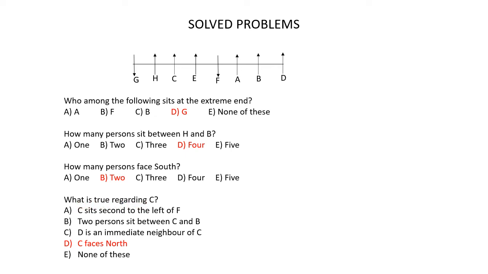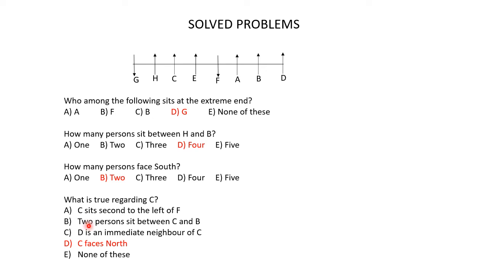What is true regarding C? You are given 5 options here and you have to find out which of these options is the correct one. Let's examine each of the options so that we can find out which of the options is true regarding C. Now option A says C sits second to the left of F. Now second to the left of F, 1, 2 will be B. So B is sitting second to the left of F. So option A is wrong. Option A is not true regarding C.